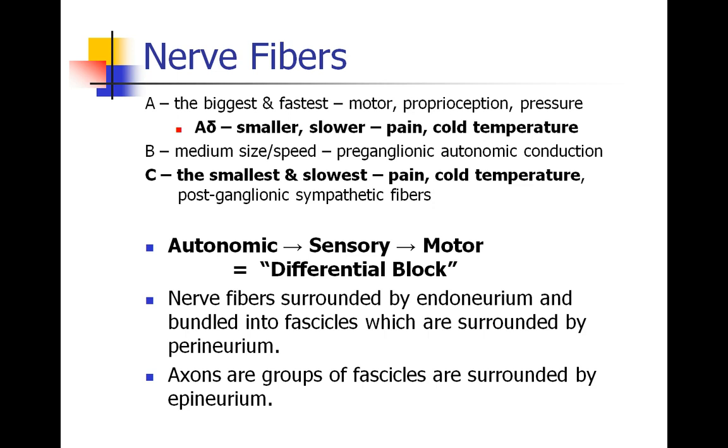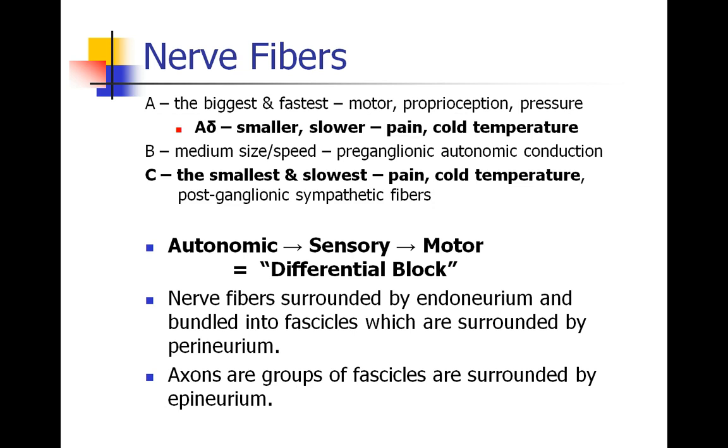Then we have our medium-sized fibers, our B fibers, and they're typically involved in the autonomic nervous system, preganglionic conduction. And finally, the C fibers, which are the smallest and actually the slowest fibers, and they transmit pain and cold temperature and also some sympathetic fibers.